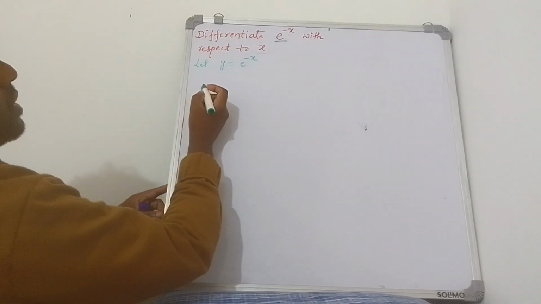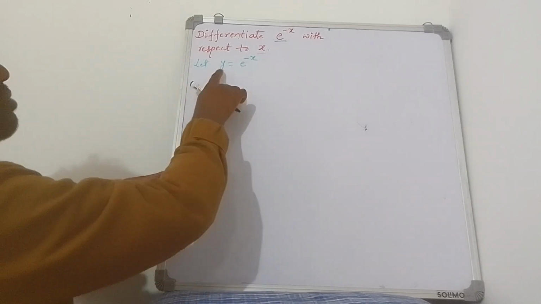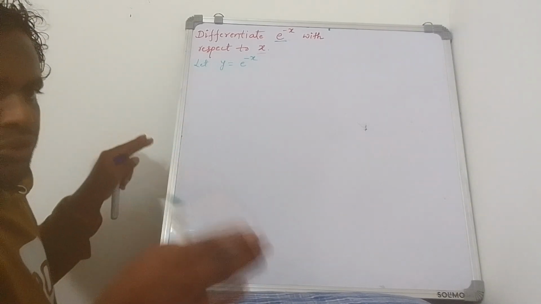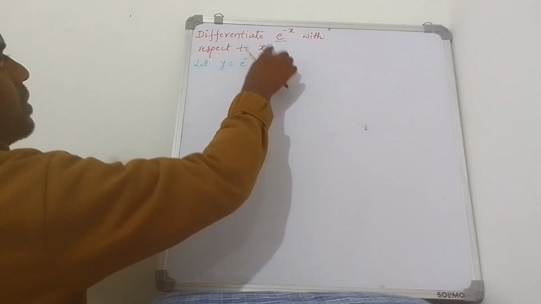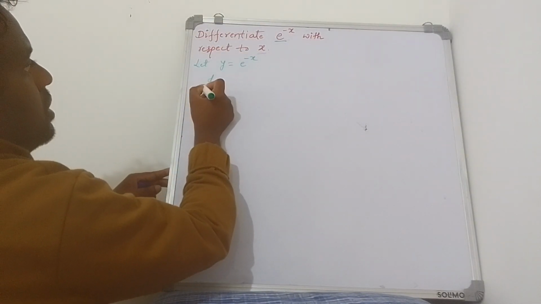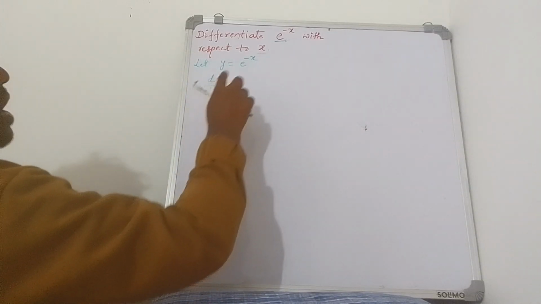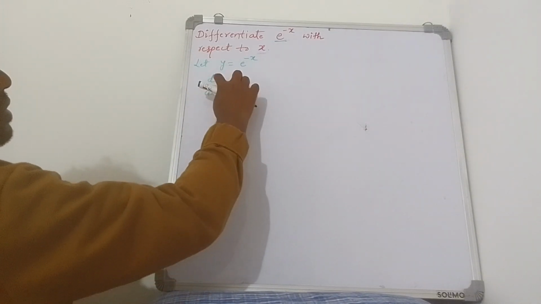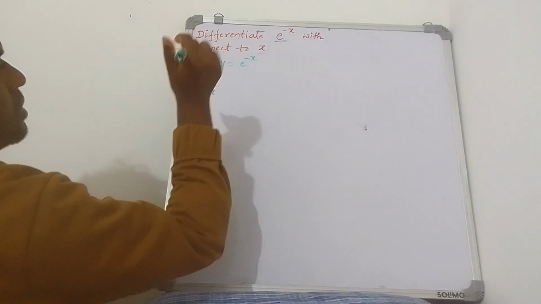That means we have to perform d by dx of this. We need to find d by dx. Differentiate with respect to x means d by dx. Okay, we have to find d by dx of this. This I have taken y.